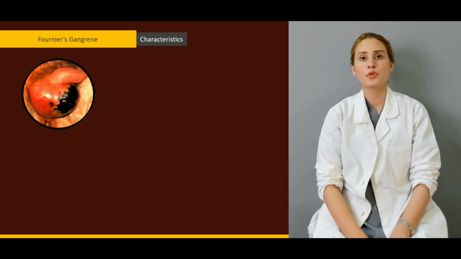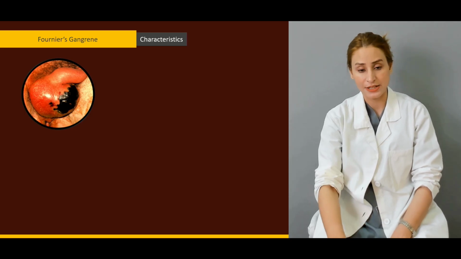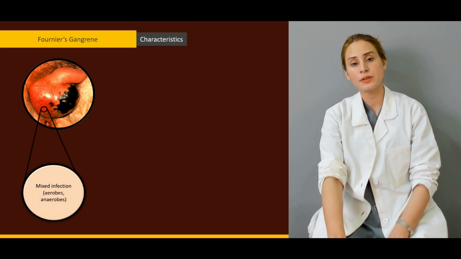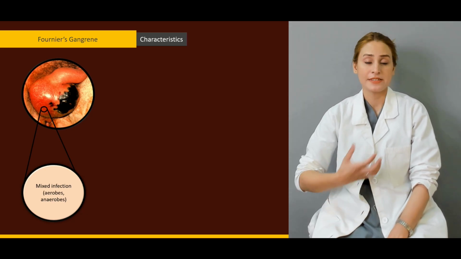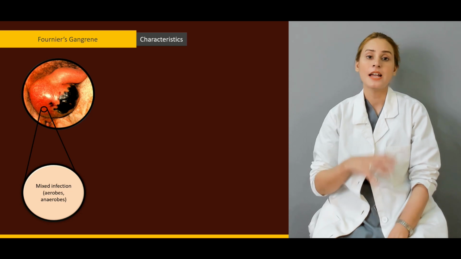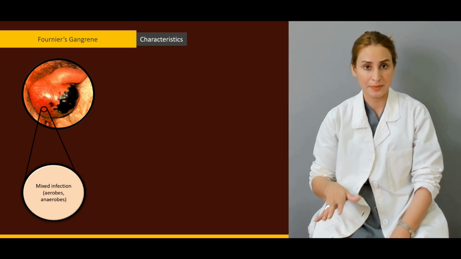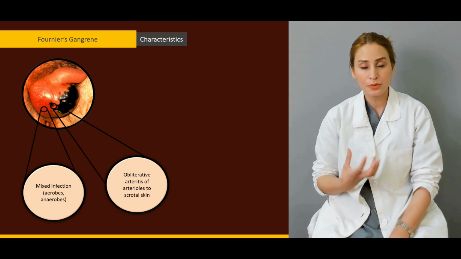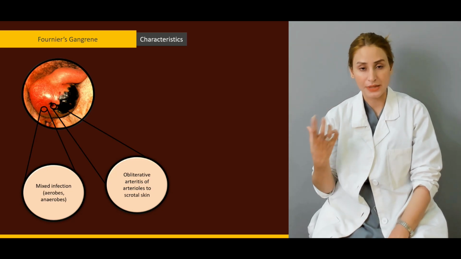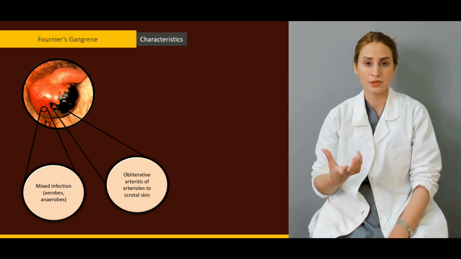Now, another important thing about Fournier gangrene is the characteristic. It's already a mixed kind of infection, a polymicrobial infection. So it's not that only aerobes or anaerobes invade. Both the aerobic bacteria and the anaerobic bacteria are involved. And ultimately, what they do is, there are some smaller arterioles which are supplying the scrotal skin.